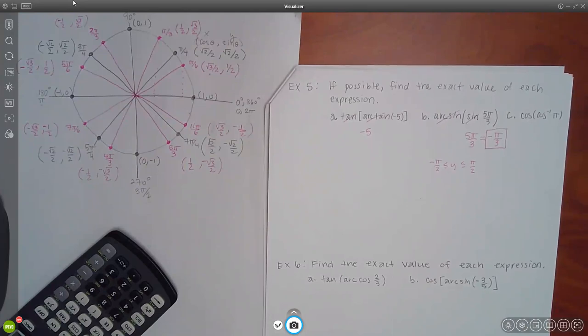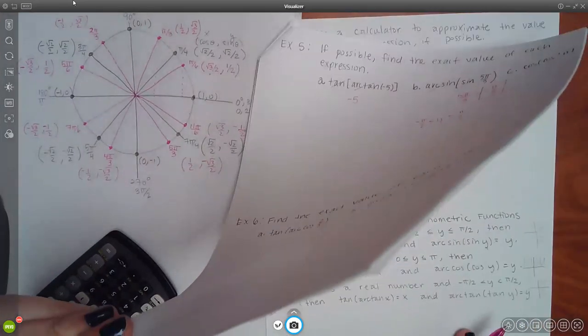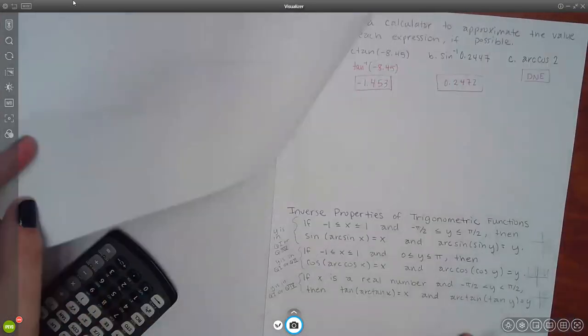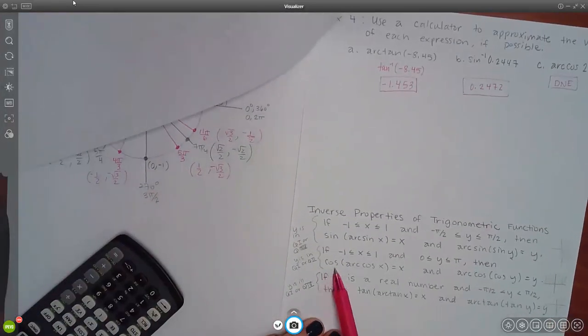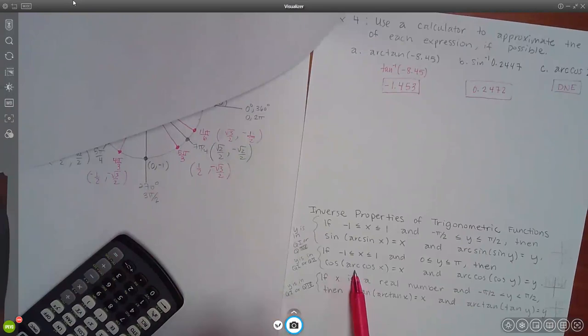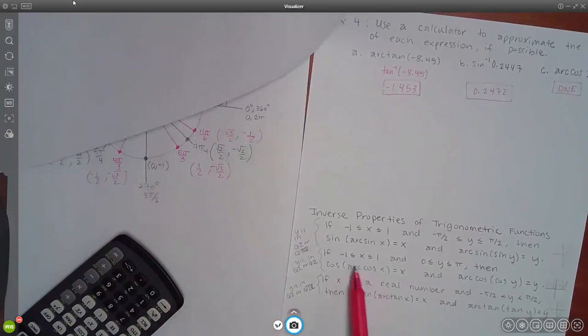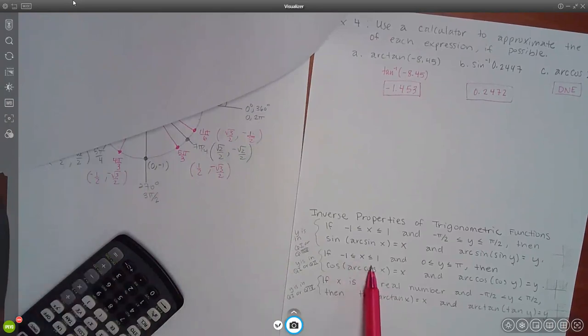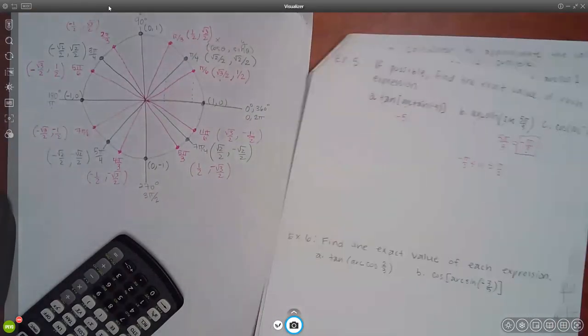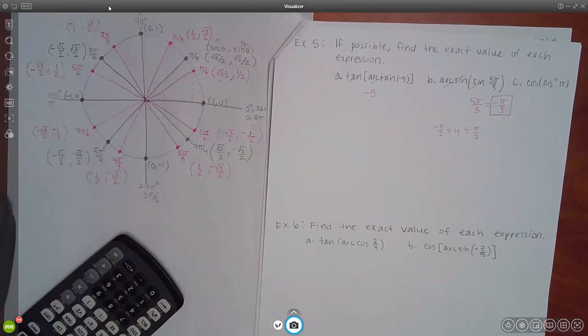Now let's look at cosine. Cosine on the outside and cosine inverse on the inside is the same as this. So the x has to be between negative 1 and 1. Is that value between negative 1 and 1?